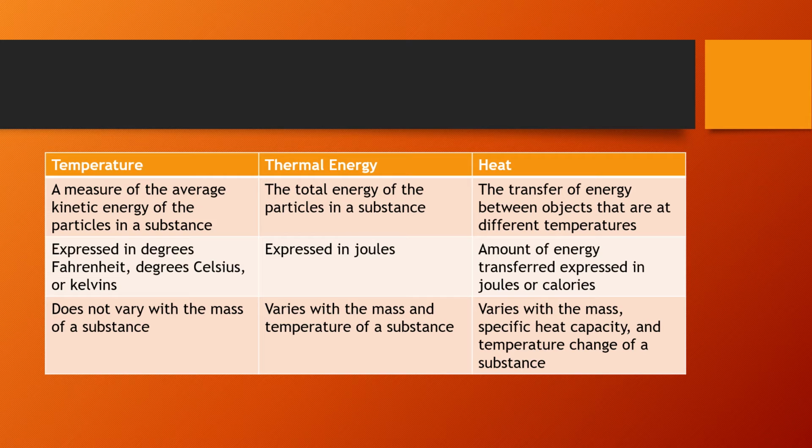And then temperature does not depend on the mass of the substance. Remember, it's just the average kinetic energy, while thermal energy does depend on it. And the heat is going to also vary with the mass, but also brings in something called specific heat capacity, and it has to do with the temperature of the substance as well. So we will talk a little more in detail about some of the words that are on here coming up later in the chapter.